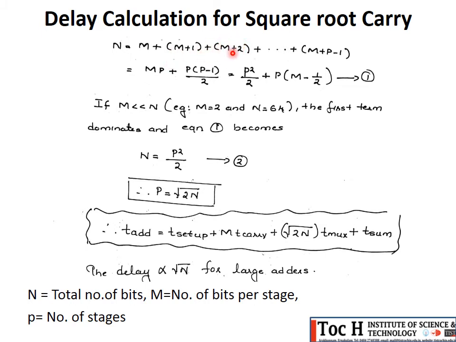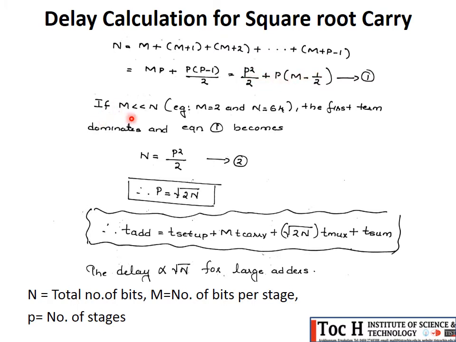So each stage is handling a different number of bits. That is a key point in the square root carry select adder. Together we can write it as plus etc. up to m plus p minus 1. If we add all this together, we get mp plus p into p minus 1 by 2. If we expand this and rearrange, we get p square by 2 plus p into m minus 1 by 2.